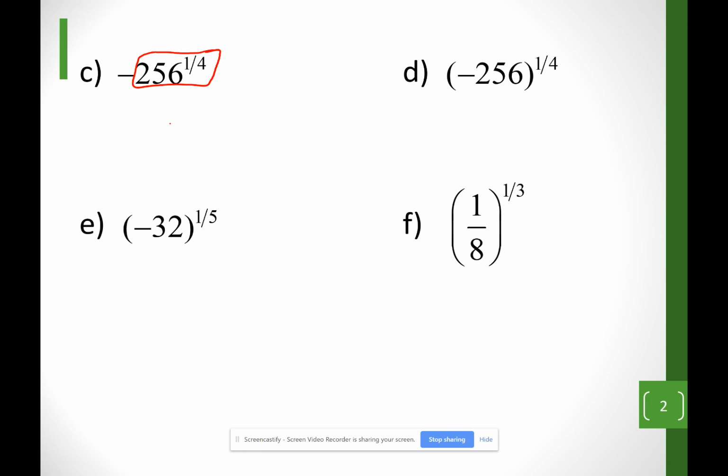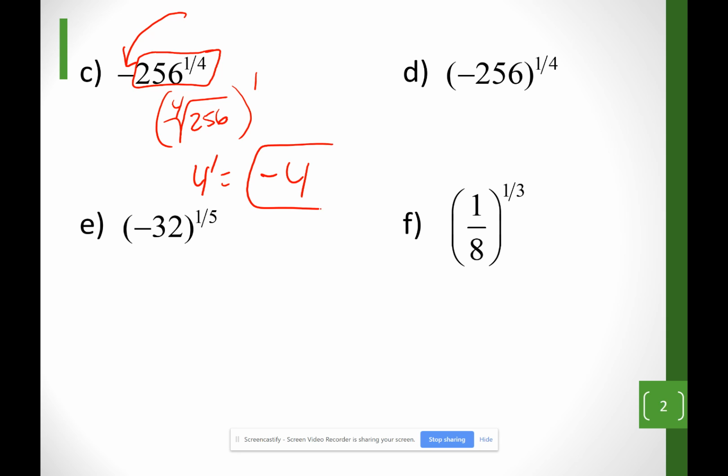So I'm going to write this as the 4th root of 256 to the 1. So I'm thinking, all right, a number that multiplied by itself 4 times equals 256. That is 4. So I have 4 to the 1, which is 4. Now, because of the negative sign on the outside, my answer will end up being -4.